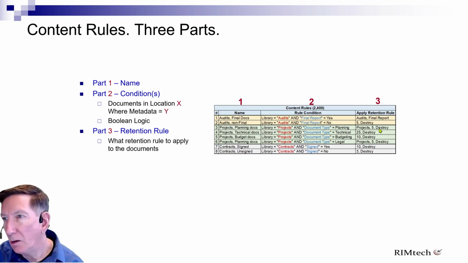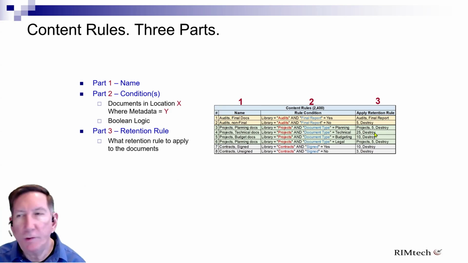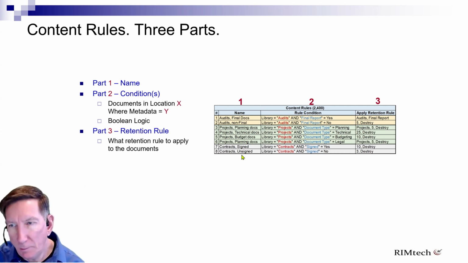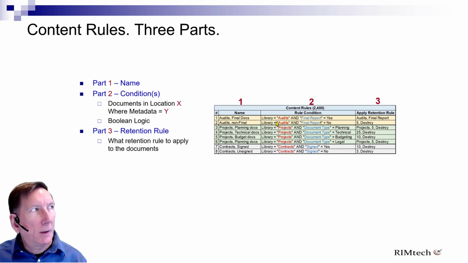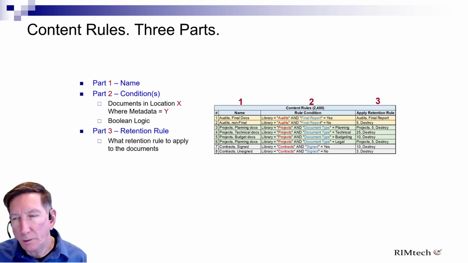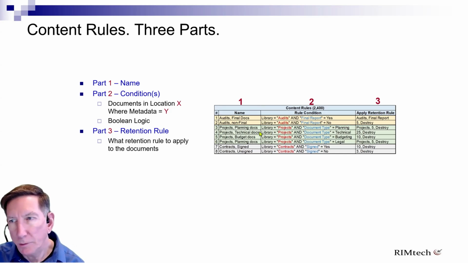Audits final report. Let's pretend it's a 25-year retention rule. You see, each retention rule has a name, and this is the name of it. Each content rule has a name, right? So in this case, what we're saying is, you know what? There could be 1,000 records in a given audit case, but the final report has a higher retention value of 25 years. What about the other 999 records? Well, we can get rid of them in 2 or 3 years.